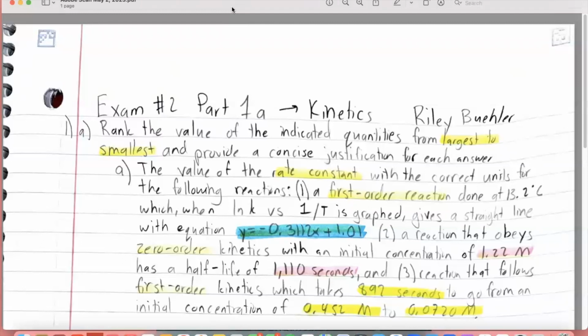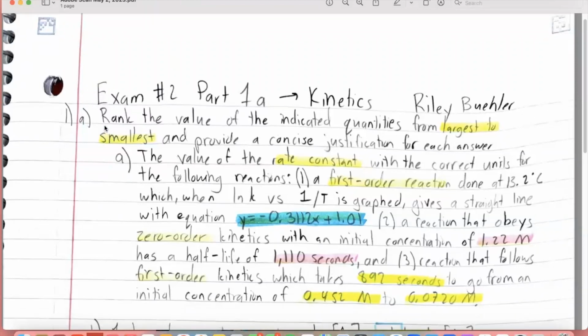In this video, we will be solving exam number 2, part 1A, kinetics, and I'm Riley Bueller, and I will show you how I will approach this problem and solve it. So first, we are going to see the question given here. We are told to rank the value of the indicated quantities from largest to smallest and provide a concise justification for each answer, which we will do by showing the math for this.